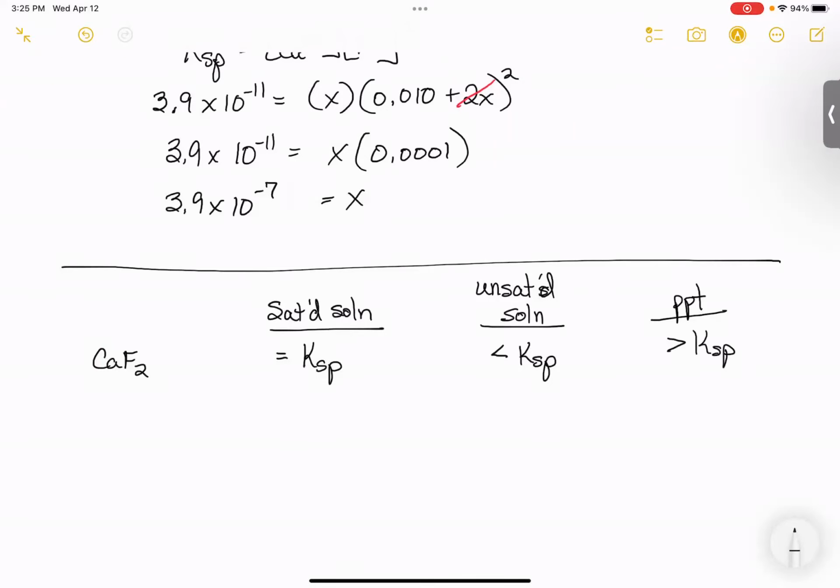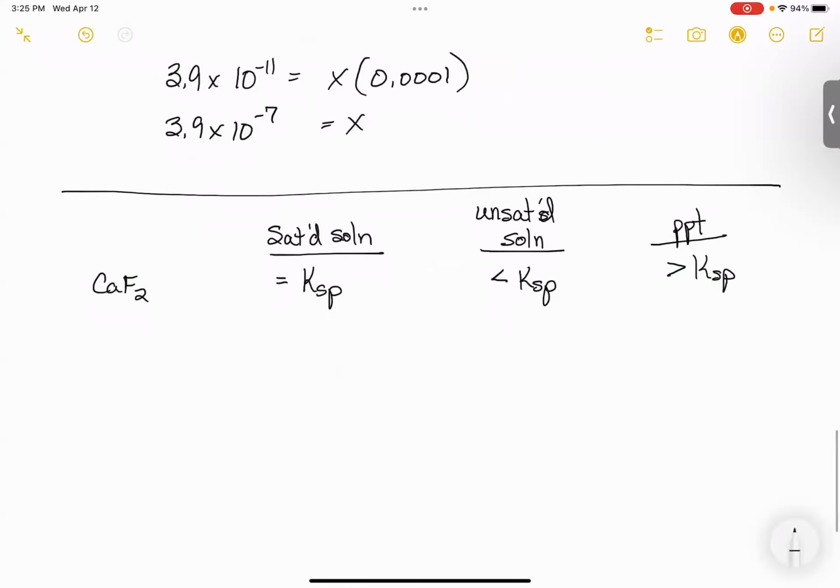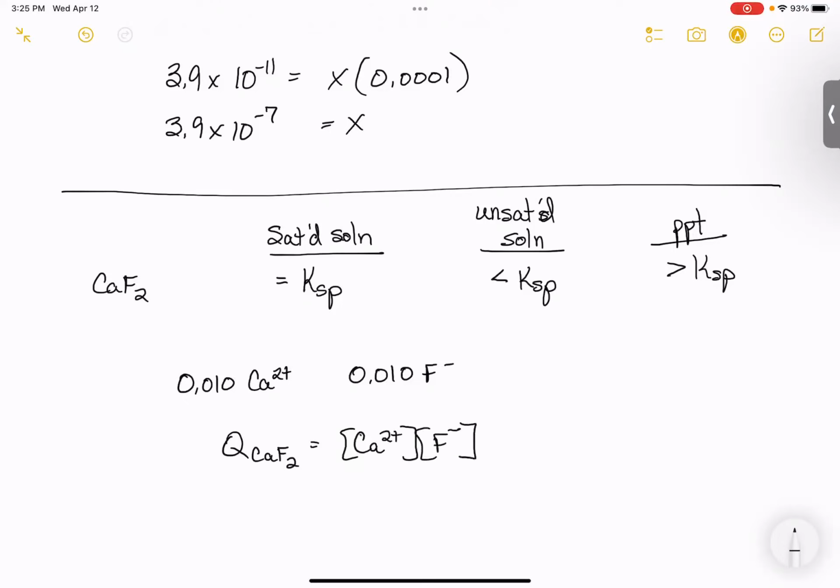But if you combine, for instance, 0.01 times 0.01, let me explain this way. Let's say I have 0.010 calcium ion, and I combine that with 0.010 fluoride ion. Calcium fluoride is what we would do: we calculate the Q for the calcium fluoride, which is calculated just like K. So it'd be the calcium concentration times the fluoride concentration squared.